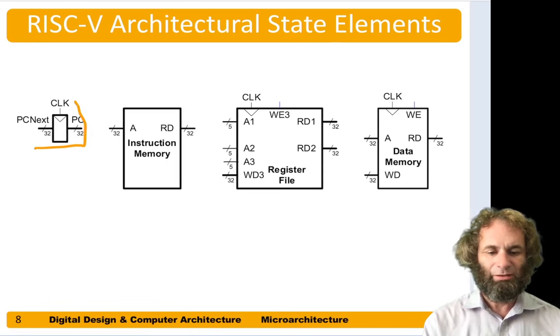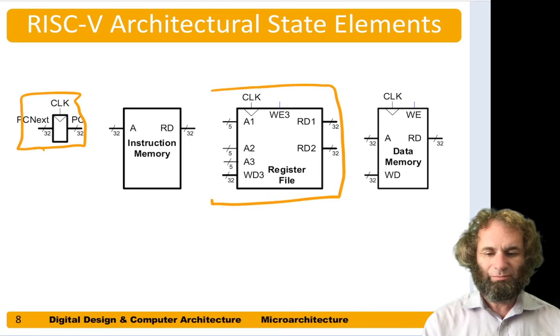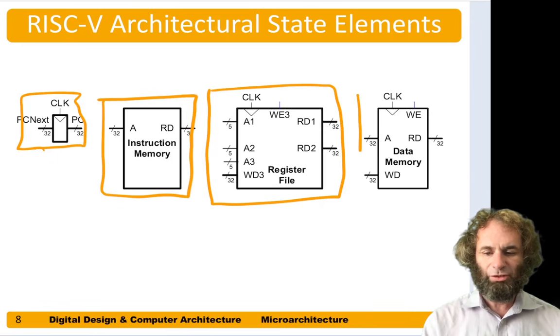Here's the program counter. Here's the register file with 32 registers. And the memory we may break up into an instruction memory and a data memory to separately hold those two parts of the program and the data.